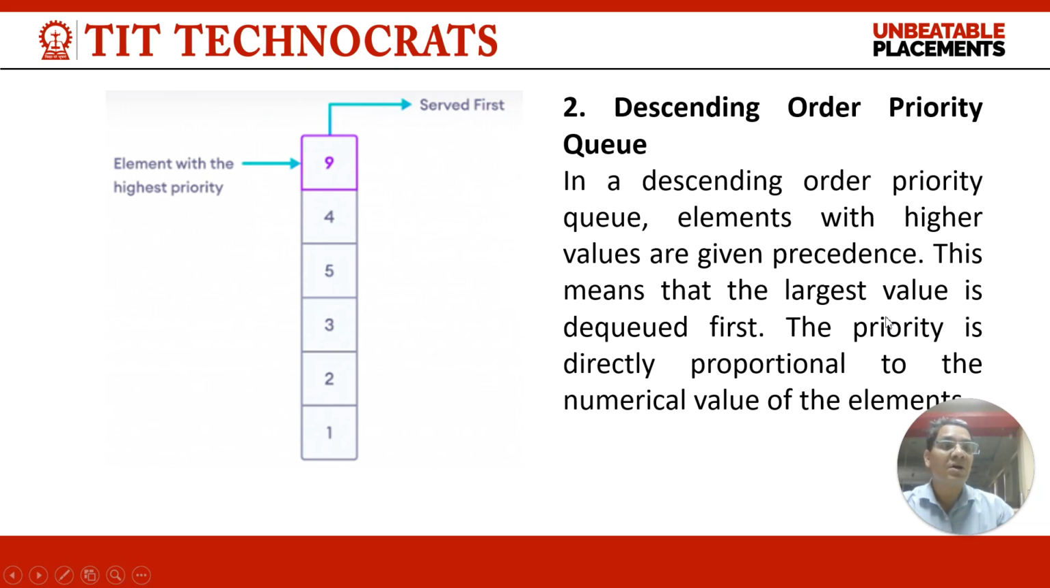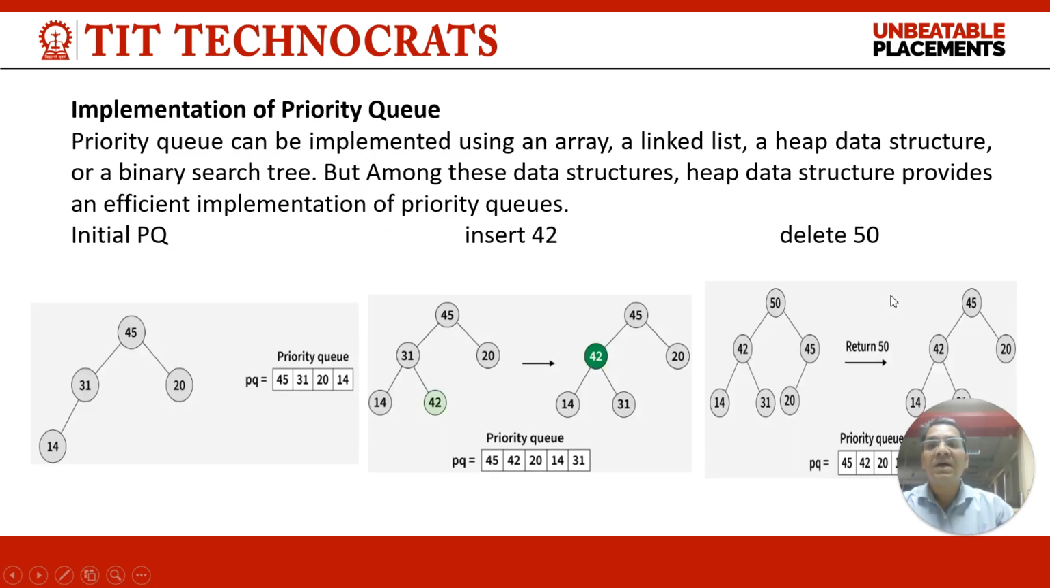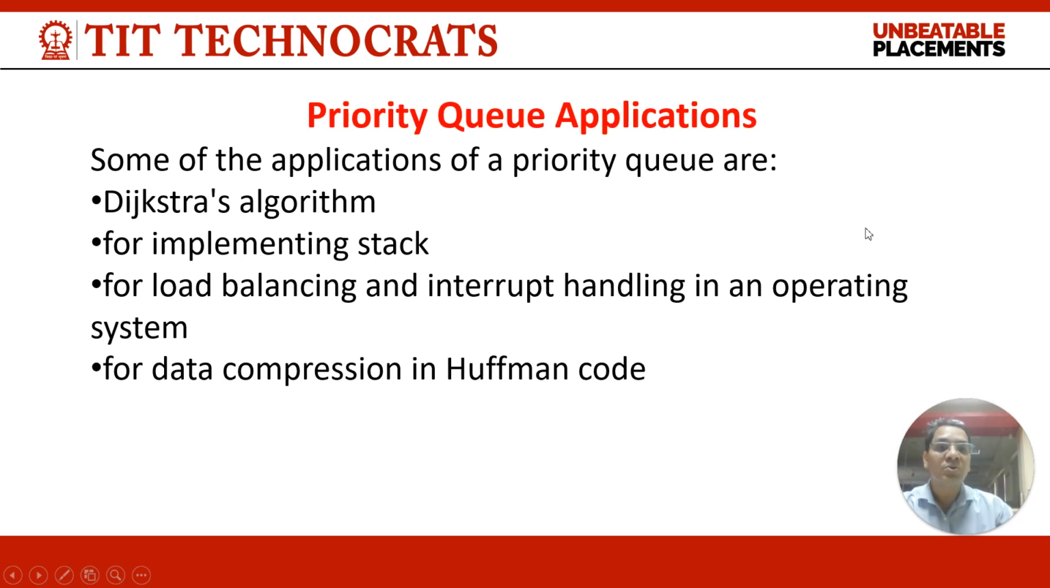The second one is the descending order priority queue. In a descending order priority queue, elements with higher values are given precedence. This means that the largest value is dequeued first. The priority is directly proportional to the numerical value of the element. Implementation of a priority queue using a max heap: a max heap has the maximum value at the root element and a min heap has the minimum value at the root element.